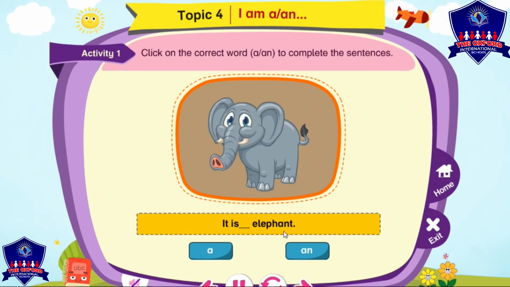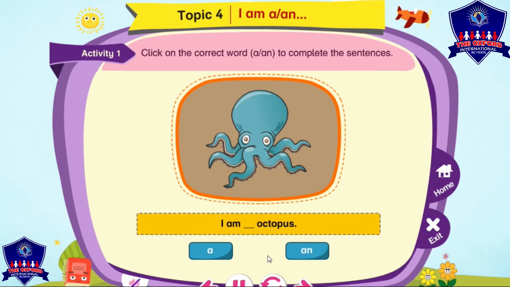It is dash elephant. Elephant, first word is vowel word, so its correct answer is an. It is an elephant. Next is I am dash octopus. Octopus, first letter is vowel word, so correct answer is an. I am an octopus.